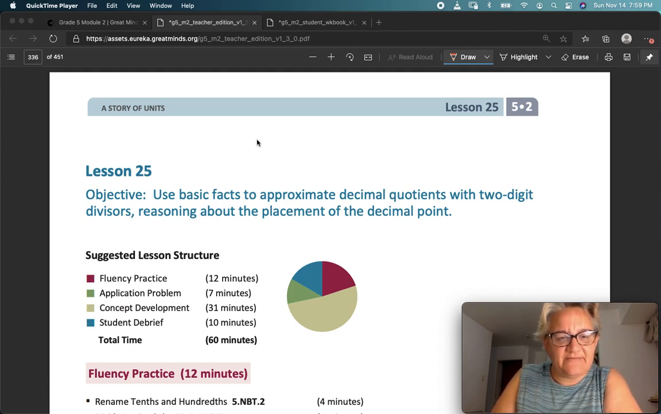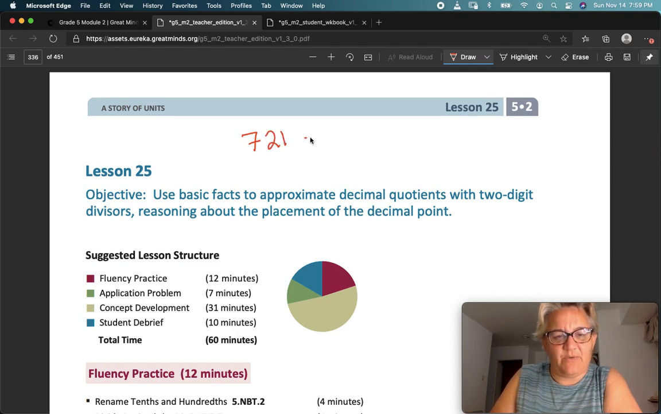So let's say I have a number like 7.21, and I want to divide it by 91, and I'm going to put this decimal right here because we're talking about decimals. Now I'm going to estimate the answer. So I'm using basic math facts. I see this 9 and this 72, and I know 9 goes into 72 perfectly 8 times, right? So about 8. That's my math fact.